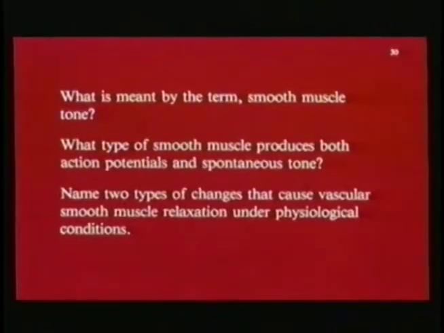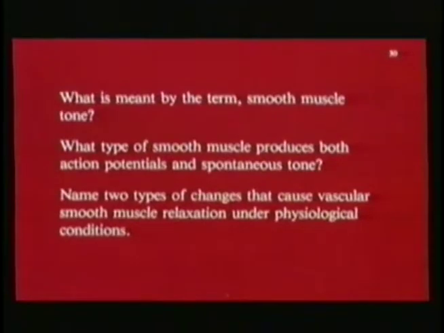30. What is meant by the term smooth muscle tone? What type of smooth muscle produces both action potentials and spontaneous tone? Name two types of changes that cause vascular smooth muscle relaxation under physiological conditions.